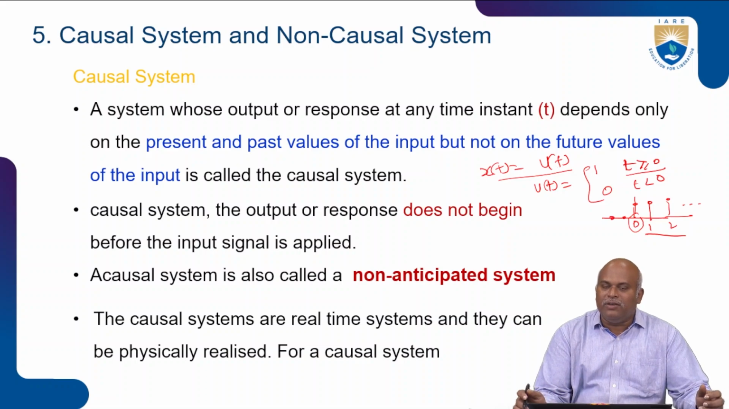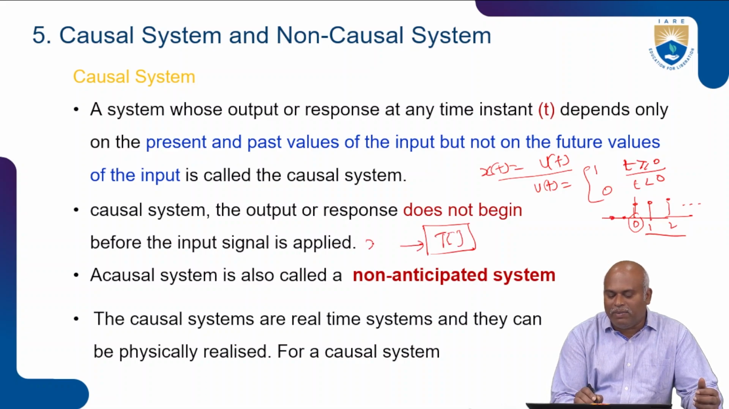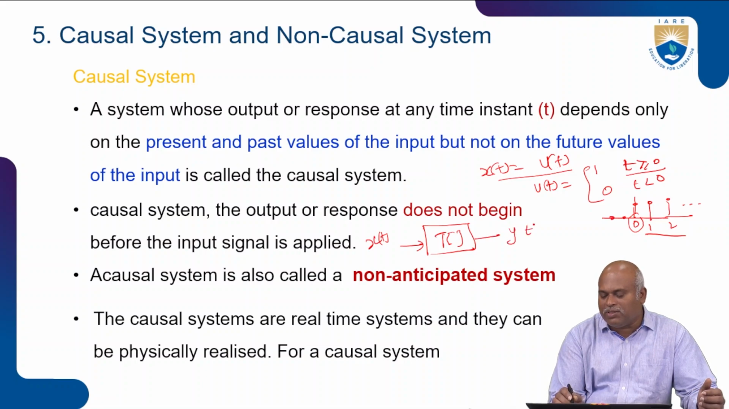If the system is represented by a capital letter T, the square bracket takes the input x of t. This input is x of t, and the output is going to produce y of t. Now this is equal to T of x of t, which we write as the system function.